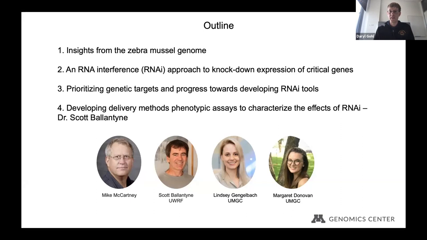Then I'll hand things off to Scott, and he's going to tell you about the strategies and approaches that we're using to try to optimize delivery of these RNAi reagents to zebra mussels, and also some of the work we've been doing over this past summer in the Maser Containment Lab, developing phenotypic assays to study the effects of RNA knockdowns in zebra mussels.